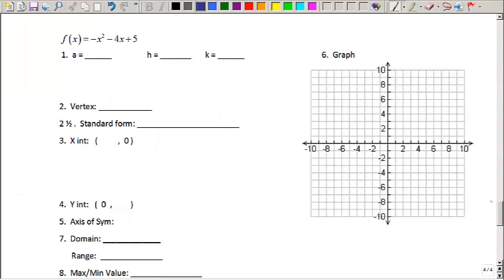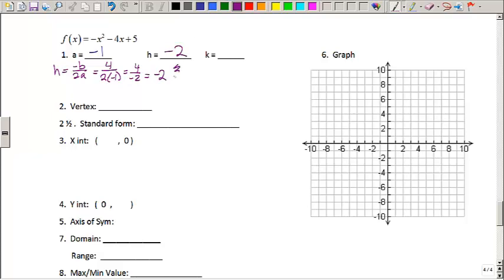For my last problem, f of x equaled -x squared minus 4x plus 5. My a is equal to -1. I have an h value and a k value, although I can't see it here in general form. In order to find the h and the k value, I find h is equal to -b over 2a. In this case, my b is -4, so the opposite of -4 is +4. Over 2 times -1. I'm getting an h of -2.